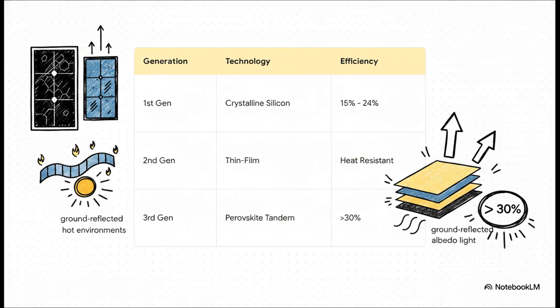Polycrystalline is cheaper, hitting 15 to 18% with a speckled blue look, but it's rapidly being phased out. Then we have Generation 2, which features thin film technologies like cadmium telluride. These are absolutely incredible for hot environments because of their high absorption coefficient. But Generation 3, that is where the engineering future is heading. We're talking bifacial modules capturing ground-reflected albedo light and emerging perovskite silicon tandem cells that layer materials to totally shatter single-junction limits and push well past 30% efficiency.